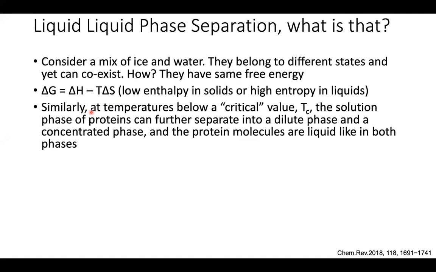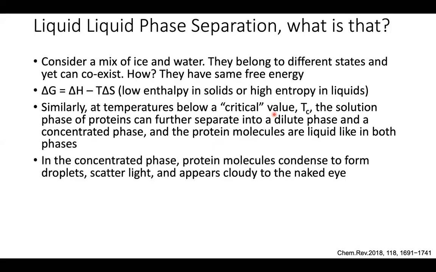So in proteins, at temperatures below a critical value, the solution phase of the proteins can further separate into a dilute phase and a concentrated phase. And the protein molecules are liquid-like in both phases. So just imagine that there was a protein solution before. And now if you keep reducing the temperature, a time will come when you will go below a critical temperature that the solution phase of the protein will separate into two different densities. They will separate into two states of liquids which have different densities.